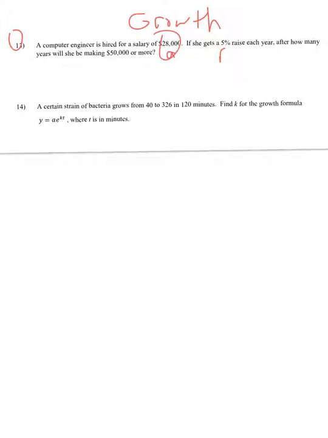This is your R, 5%. Now, to make 5% a decimal, that's equivalent to 0.05. So R is going to be 0.05. And then Y is going to be my ending salary. We want to know when she gets to 50,000.